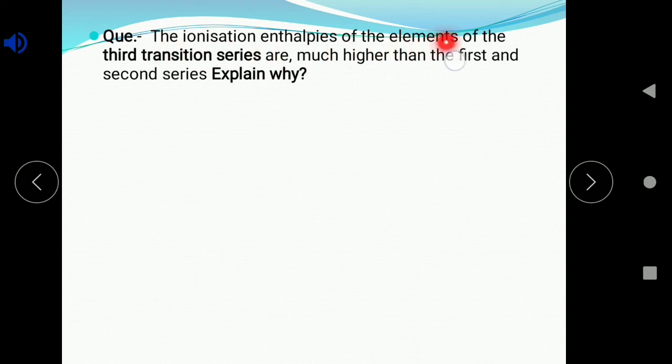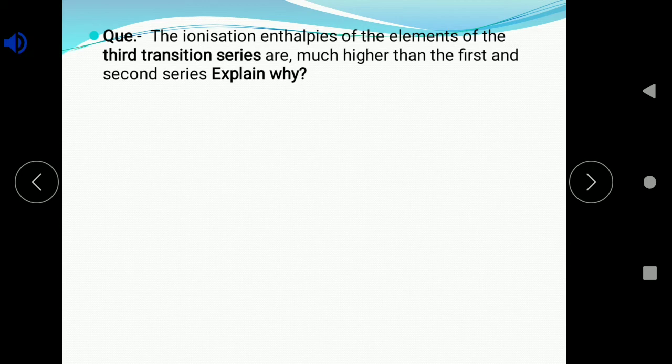So one more question can be asked like this. The ionization enthalpies of the elements of third transition series are much higher than the first and second series. Explain why. Now, third transition series, that is 5D series. The question is why the ionization enthalpy values of 5D series are higher than 3D series, that is first transition series.